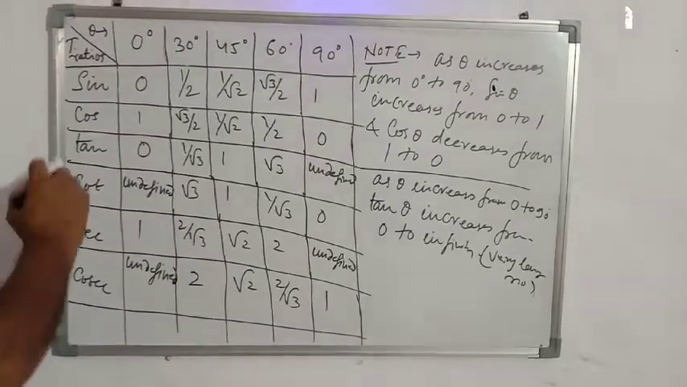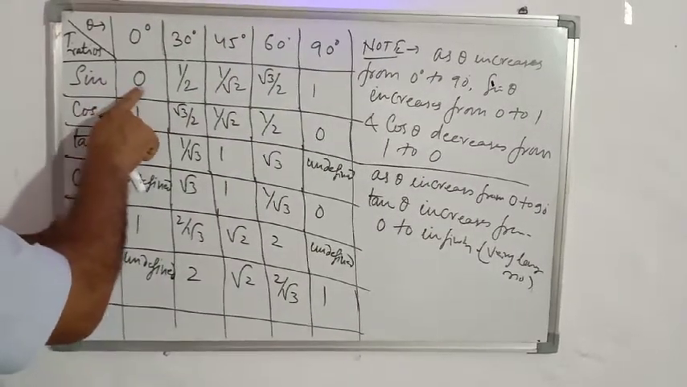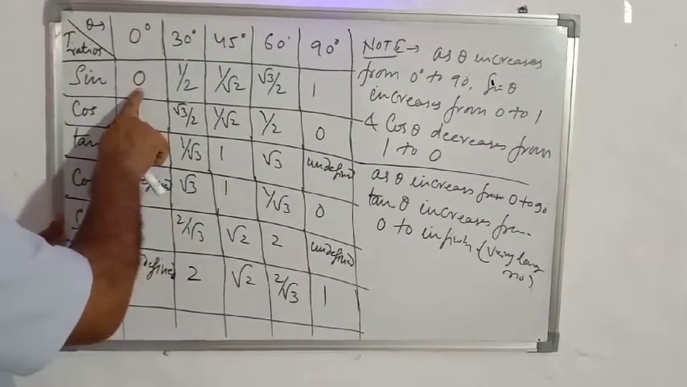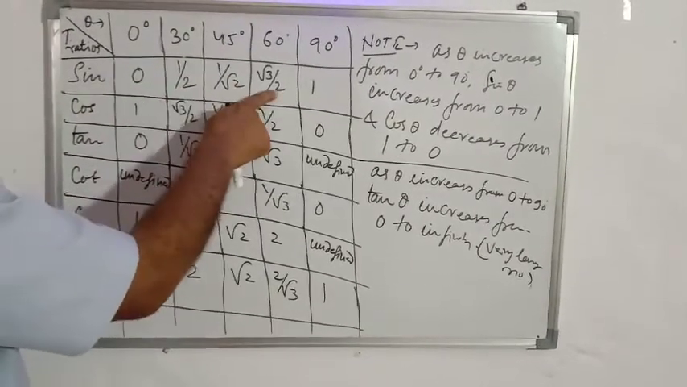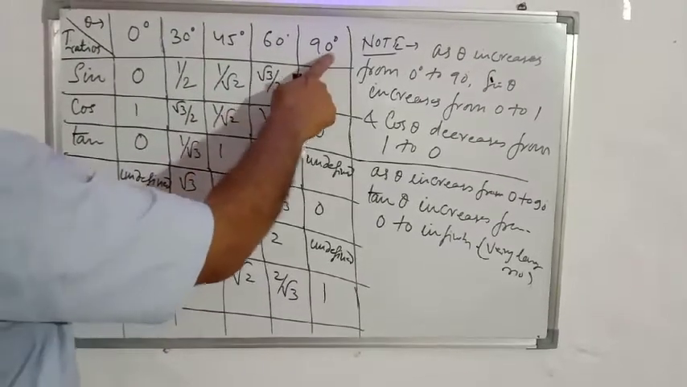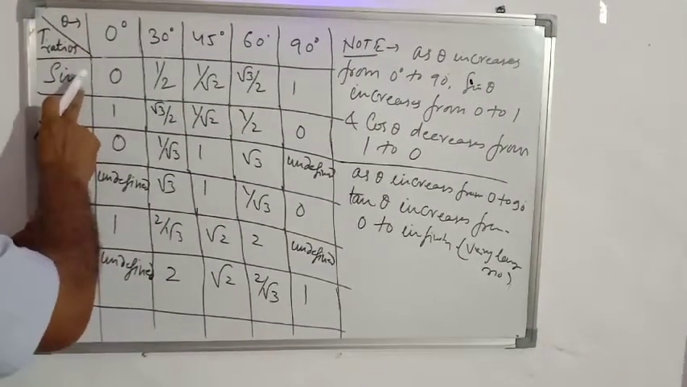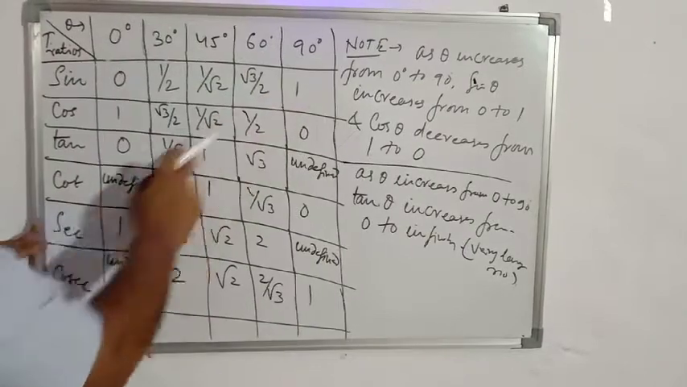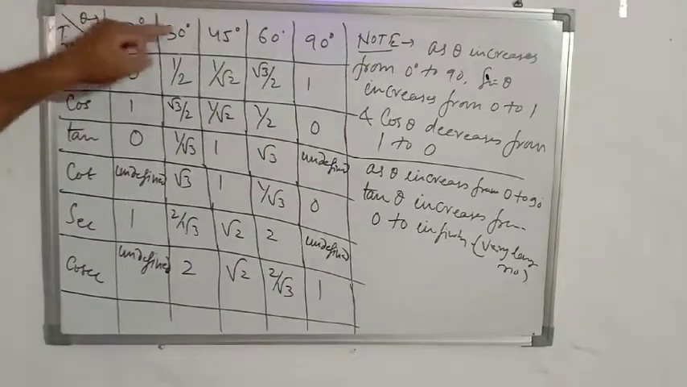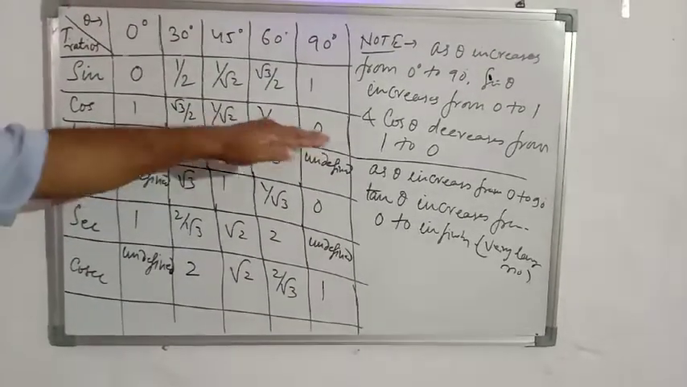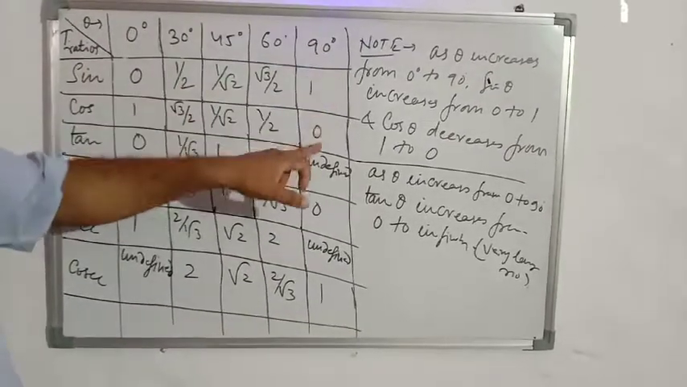We see that here as theta increases from 0 to 90, value of sin increases from 0 to 1. Sin 0 is 0, sin 30 is 1 by 2 which is more than 0, 1 by root 2 is greater than 1 by 2, root 3 by 2 is greater than 1 by root 2, and then 1. So as theta moves from 0 to 90, value of sin increases from 0 to 1 and value of cos decreases from 1 to 0. That is, value of cos is maximum at 0 and minimum at 90 degree.